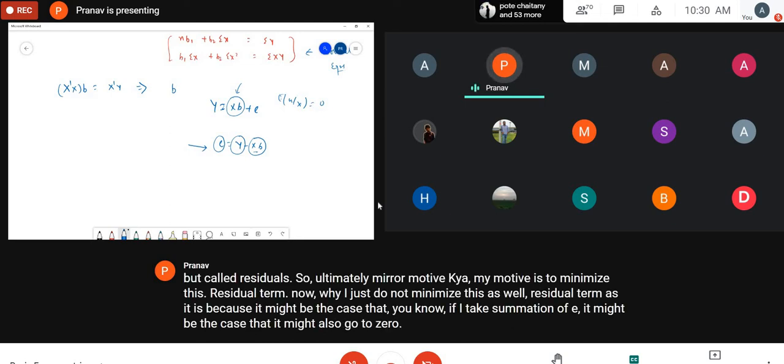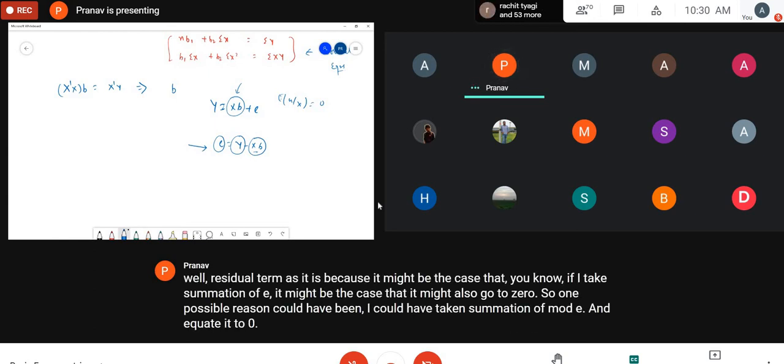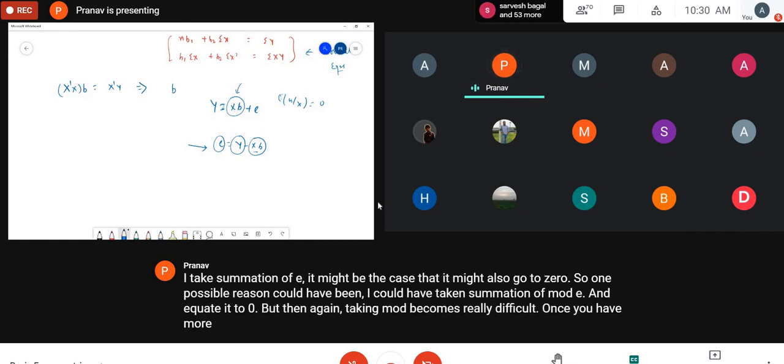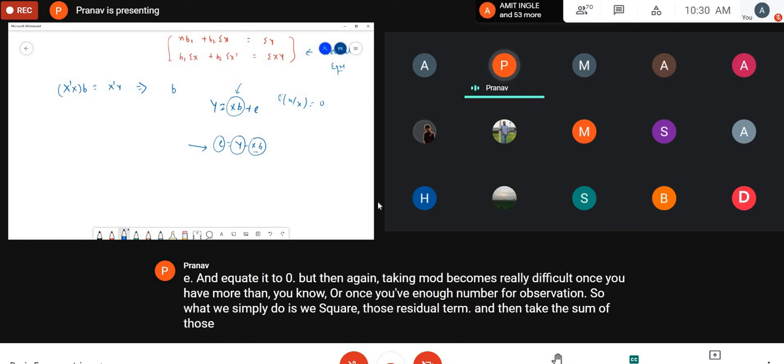So one possible reason could have been I could have taken summation of mod E and equated it to 0. But then again, taking mod becomes really difficult once you have enough number of observations. So what we simply do is we square those residual terms and then take the sum of those squares, and we simply minimize that sum of squared residuals.